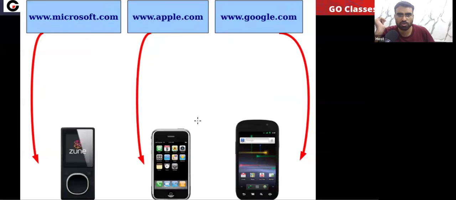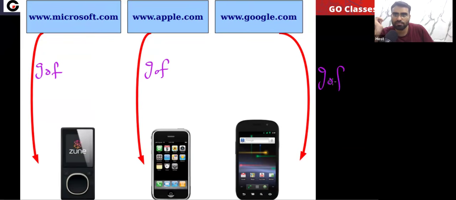I hope you understood. So you can see this is the new function we got. Remember, this is the new function we got, gof. From website to mobile directly, a new function you got. So this is the definition of gof. I hope you understood. Okay, is this clear? The function composition.